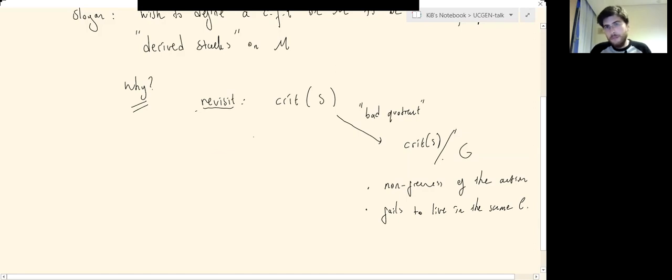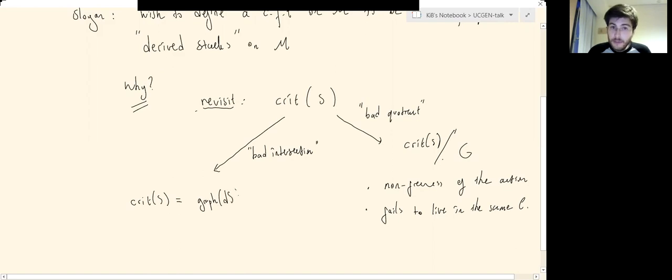Okay, this is one problem. Fine. Another problem here. This is about bad intersection. So let's see, what does this mean? Actually, if you look carefully, this thing can be equivalently defined to be the intersection of the graph of dS with the zero section of the cotangent bundle inside the cotangent bundle.